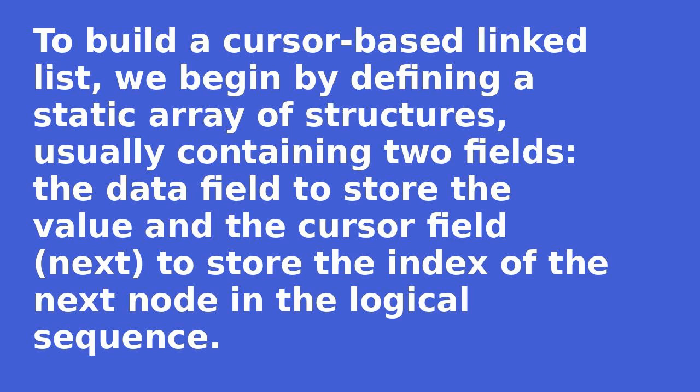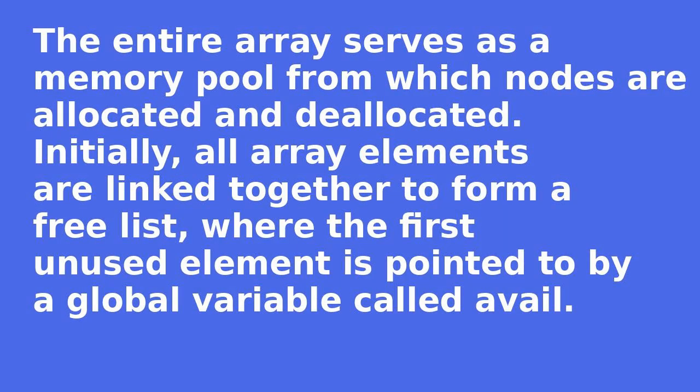To build a cursor-based linked list, we begin by defining a static array of structures, usually containing two fields: the data field to store the value and the cursor field, next, to store the index of the next node in the logical sequence. The entire array serves as a memory pool from which nodes are allocated and deallocated.